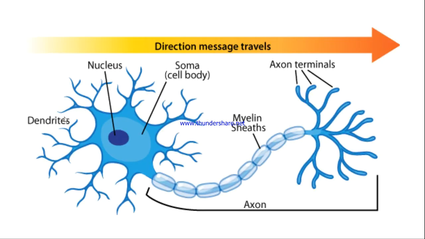Like I told you, these are the dendrites. These are short, tapering, and highly branched, and these dendrites receive the information either from the receptors or from the previous neurons, and then the information is passed on to the cell body.